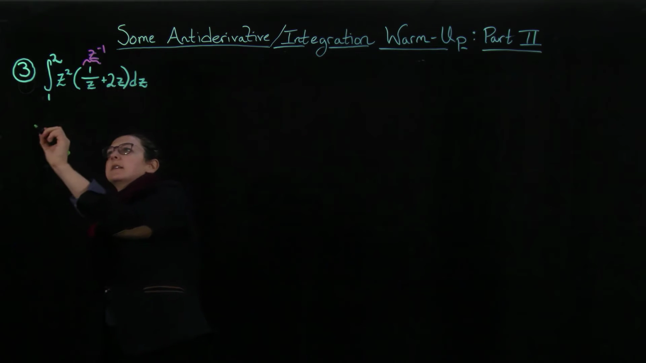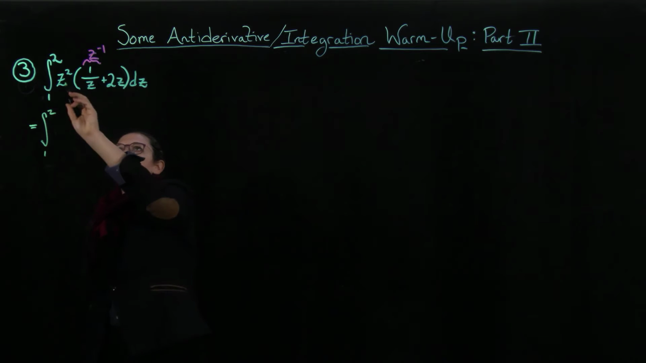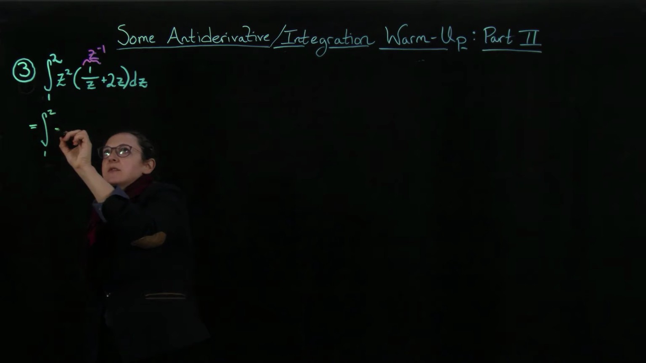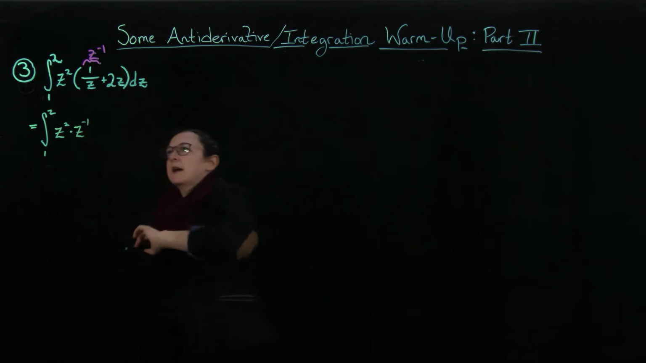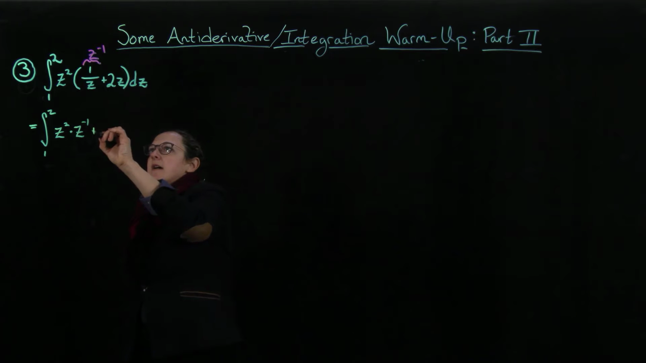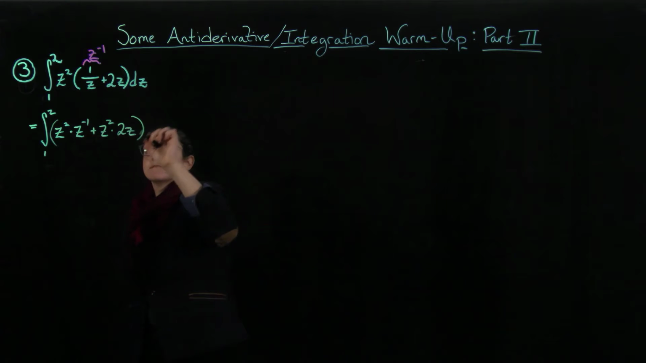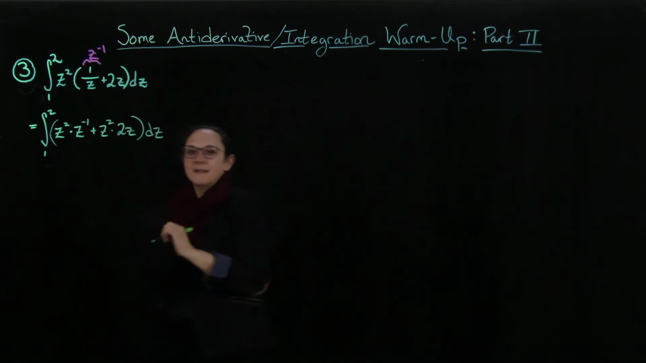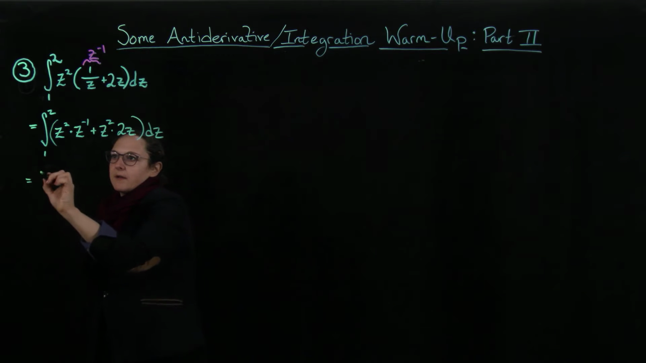So this is going to equal the same thing as the integral from 1 to 2. And then I am just going to distribute this out. So I have z squared times, and then I am going to change it to that to make it a little bit easier. And then I can multiply this over here. So I have plus z squared times 2z dz. So all I did was I applied the distributive law.